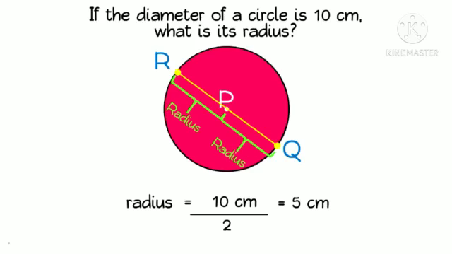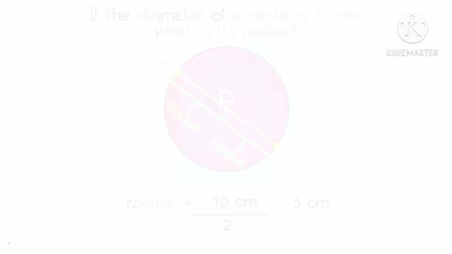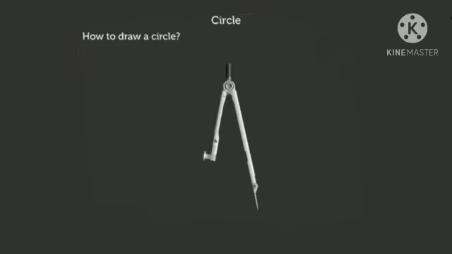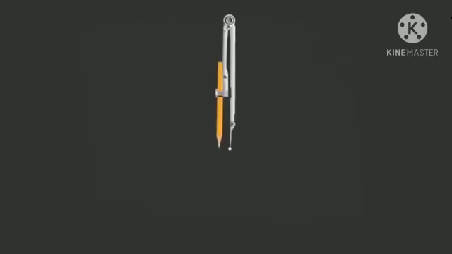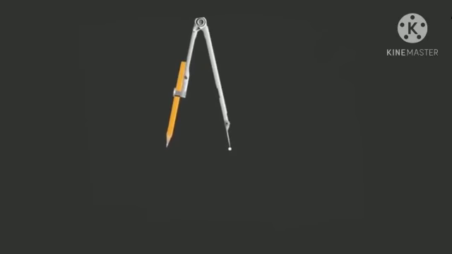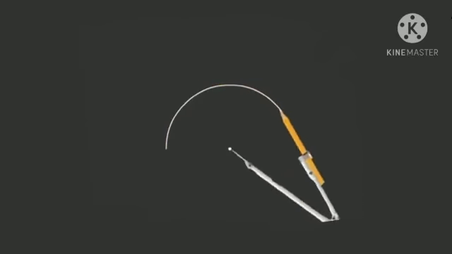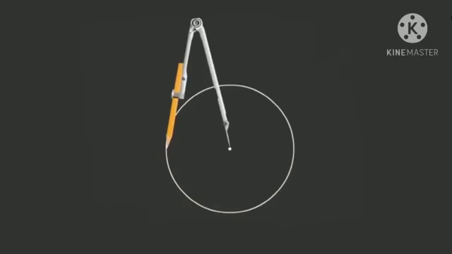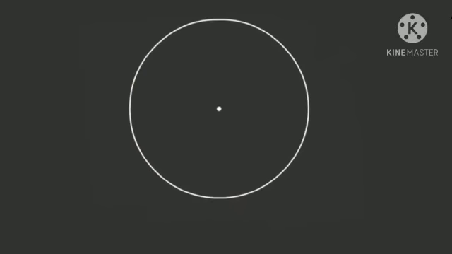Now, let us see how to draw a circle. To draw a circle, we use a compass. A compass has 2 arms, a metal arm and a pencil arm connected by a hinge. Step 1. Keep the metal point of the compass firmly on a fixed point. Step 2. Stretch the arm of the compass that holds the pencil. Step 3. Move the pencil arm around, keeping the metal arm fixed. Look, we have drawn a circle.